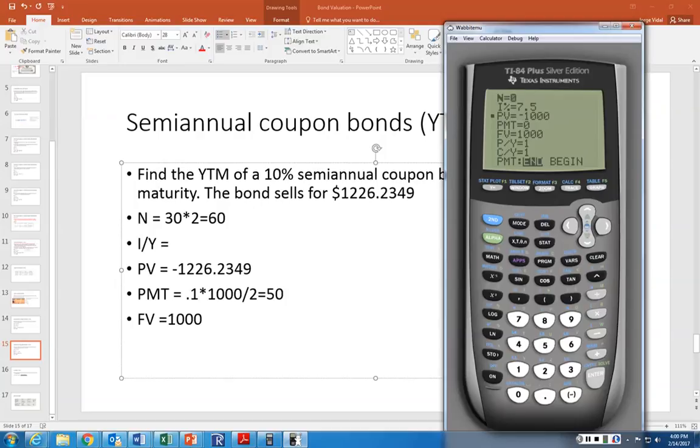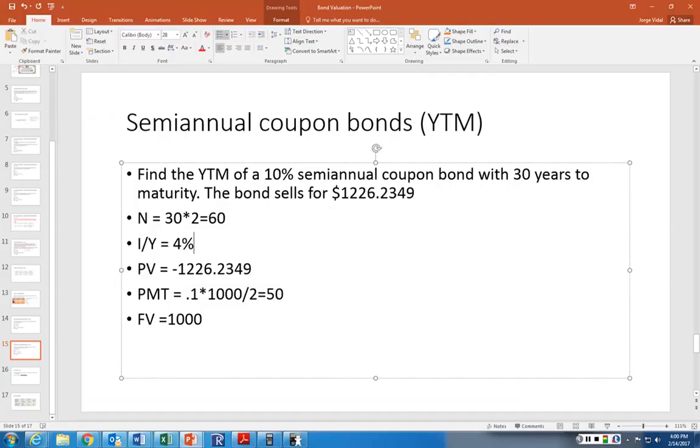So N equals 60. Present value negative 1,226.2349. Payment is 50. Future value 1,000. So I% equals 3.999999%, which means 4. Okay. So this equals 4%, but this is a semi-annual bond, so that's 4% semi-annually.